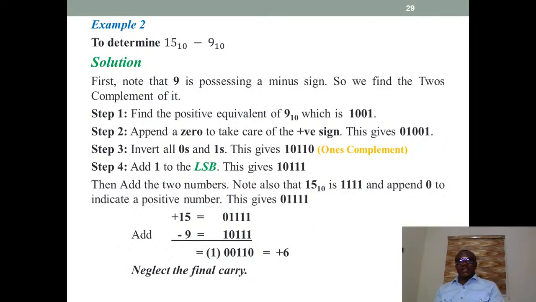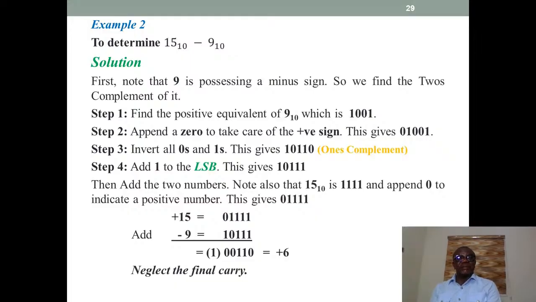Now, we bring it down to something like arithmetic. Say we want to determine 15 in decimal minus 9 in decimal. Without being told, we know that the answer is 6. But it is not straightforward for a computer to just find that the answer is 6. It has to do some processes. And say, first, we know that 9 is possessing a minus sign. So we find the 2's complement of it.